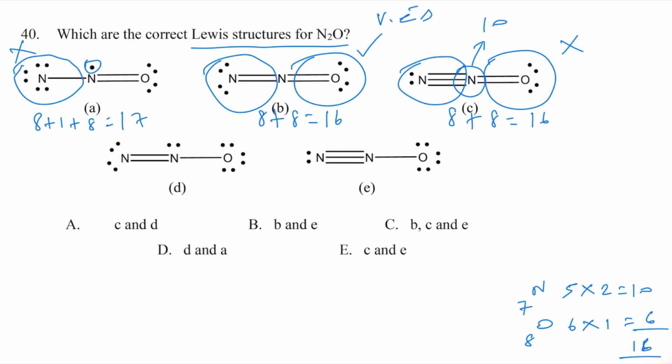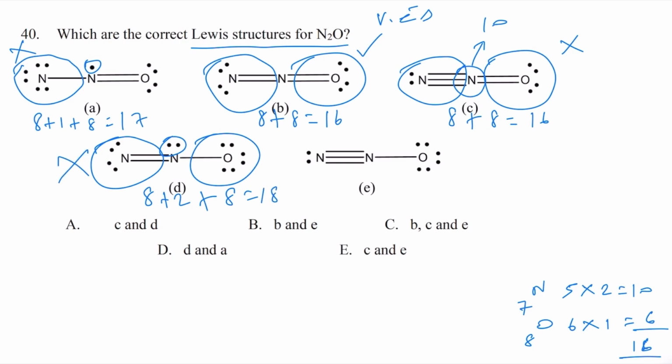How about D? In D, we have 8 electrons here, and then 1 lone pair is there, 2, and then 8 electrons here. In total here we have 18 valence electrons. That is not possible. Therefore D is not a valid Lewis structure for N2O.